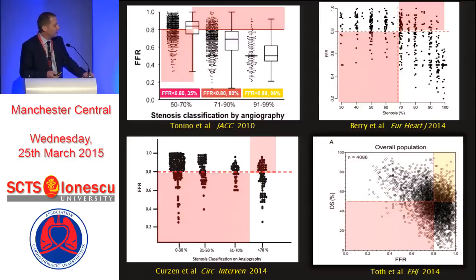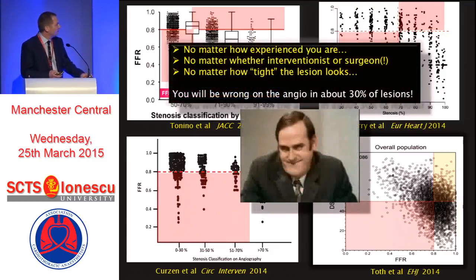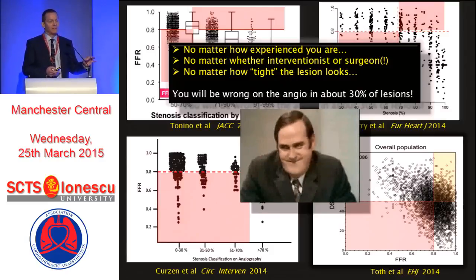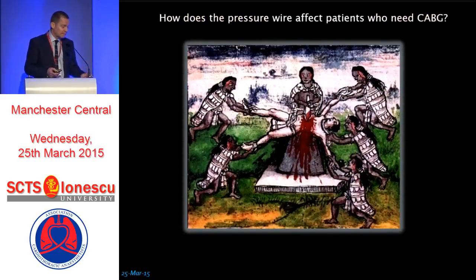And these are over 4,000 lesions. Exactly the same discrepancy. So one thing that you should take away from this talk is very important. It doesn't matter how experienced you are. It doesn't matter whether you're a surgeon or a cardiologist. It doesn't matter how tight the lesion looks. You will not get it right in 1/3 of cases if you think you can use the anatomy to tell whether a lesion is ischemic. That is just a fact.